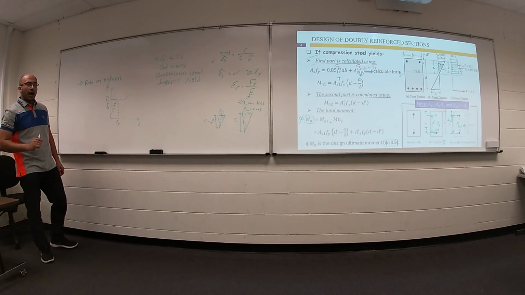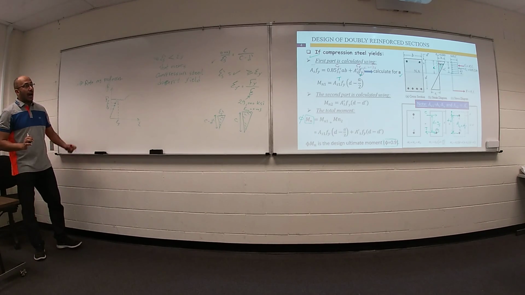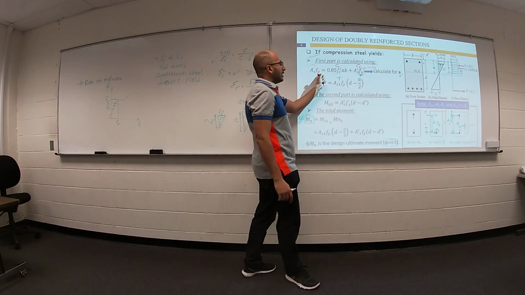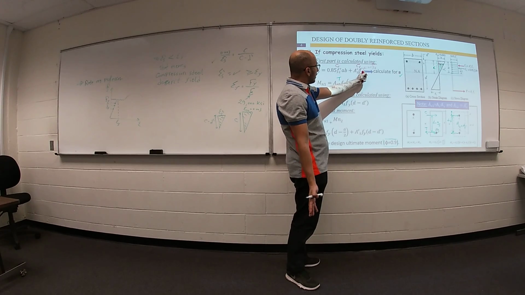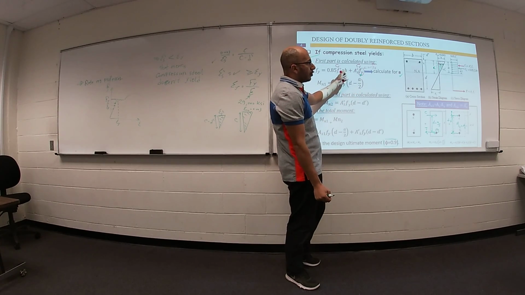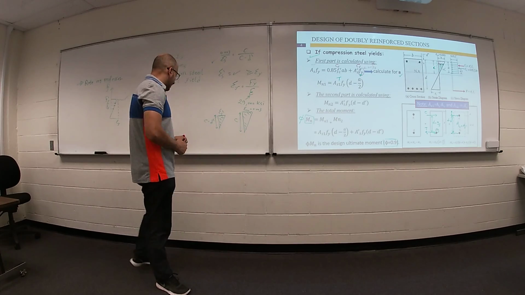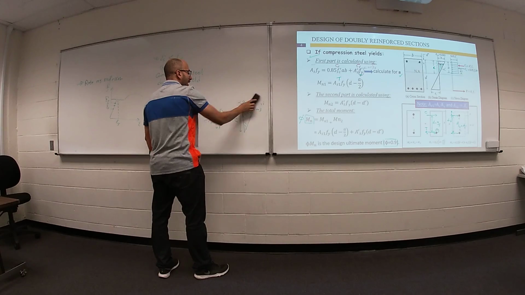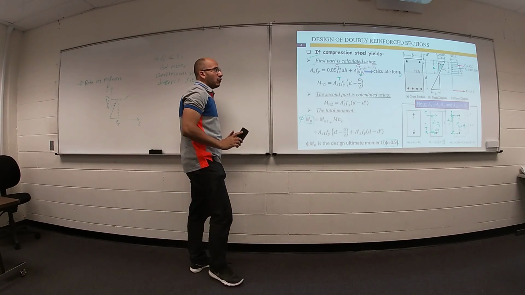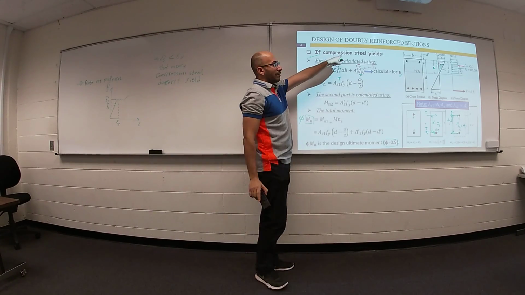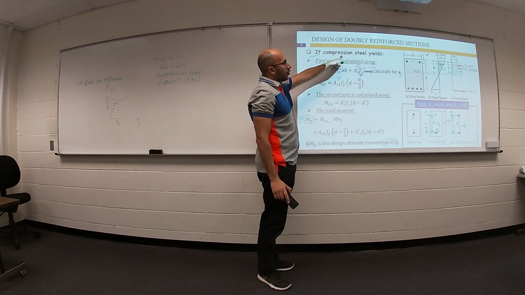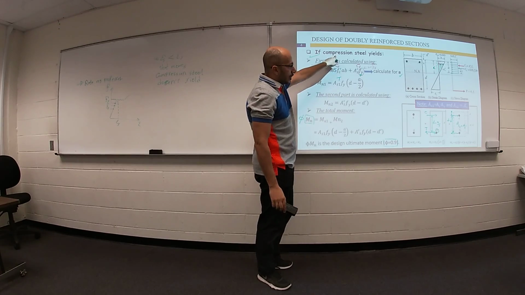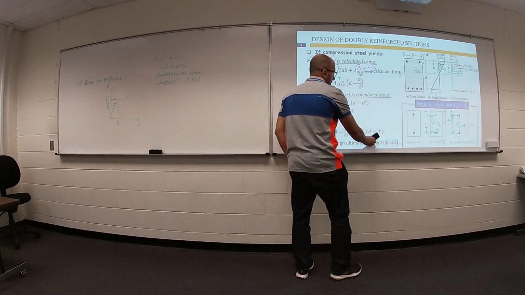What is the value exactly? I don't know. This is a problem. I don't know what the value of Fs is right now. So for this equation, we have two unknowns, Fs and distance a. So your problem becomes a little more complicated. Let's see. To design a double reinforced section, we first need to assume, and we hope this assumption is correct because then we are done. But if your assumption is not correct, we need to do more calculations.